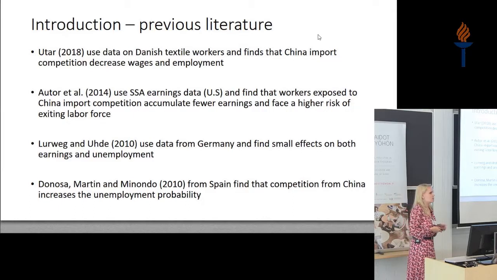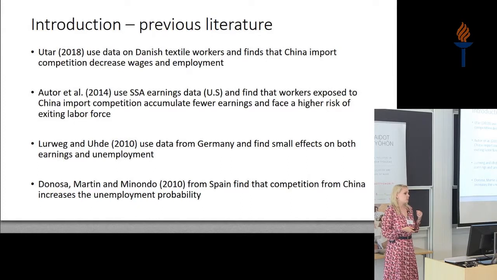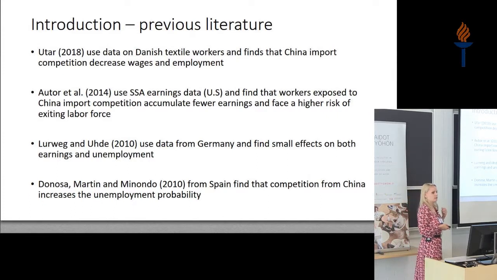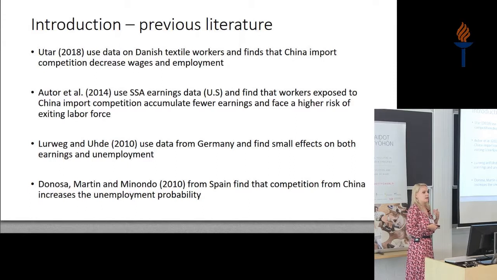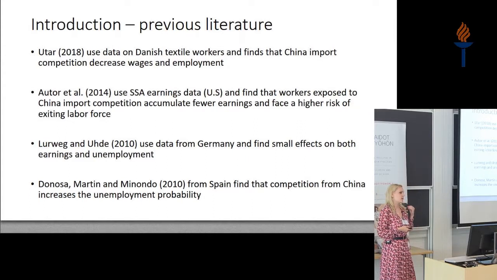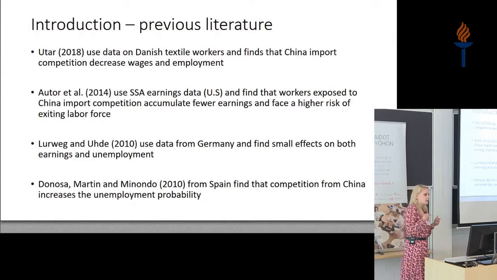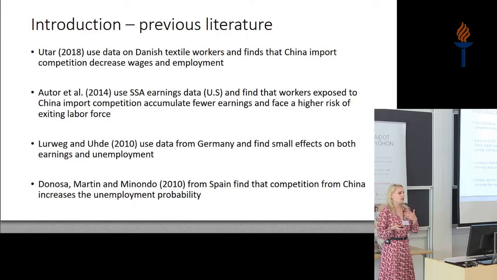So here are some papers that are most relevant to our setting. There is the Utar paper that was published in Restat, I guess. She uses data on Danish textile workers, and she finds that China import competition has hurt the workers working in the textile industry. It has decreased their wages and employment, and then some people switch to the service sector, which has been growing at the same time.